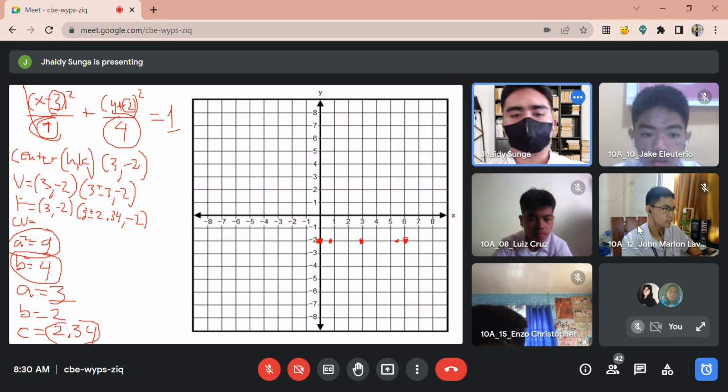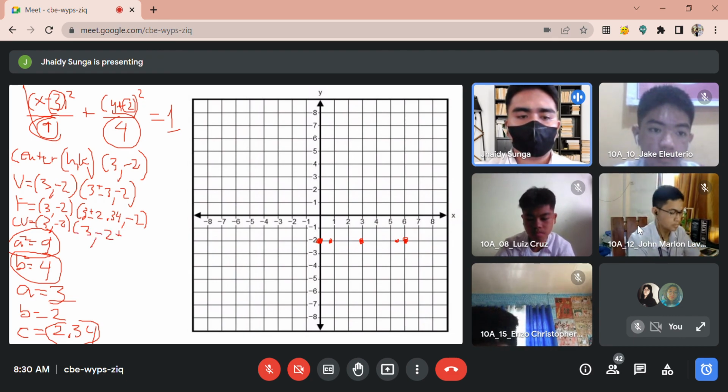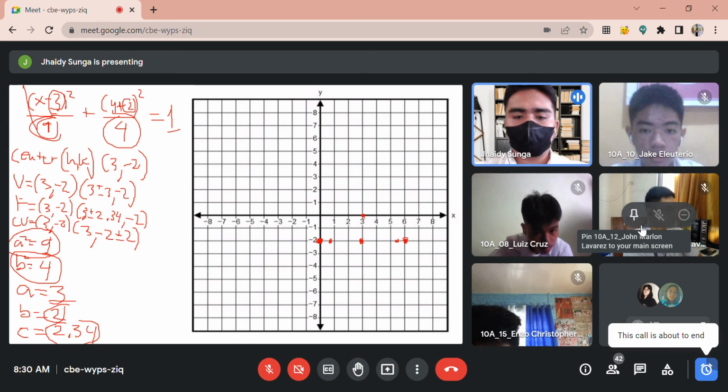Now, how about your co-vertices? It is 3, negative 2. And you're going to have 3, then negative 2, and you're going to add and subtract. What's the value of B? 2. Only that one. So 1, 2, and 1, 2. And you have the ellipse. They're just the same, it's just that distance. All right?